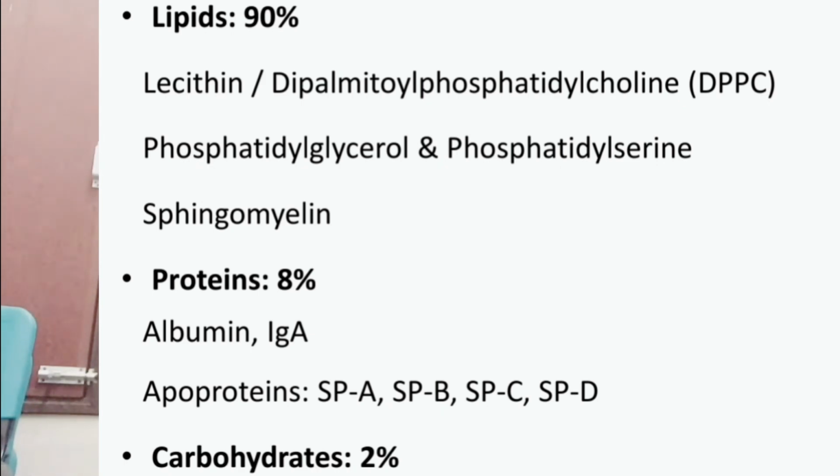Then we have sphingomyelin. Then we have phosphatidylglycerol and phosphatidylserine. So the main lipids are lecithin as well as sphingomyelin, and we also have phosphatidylglycerol and phosphatidylserine.